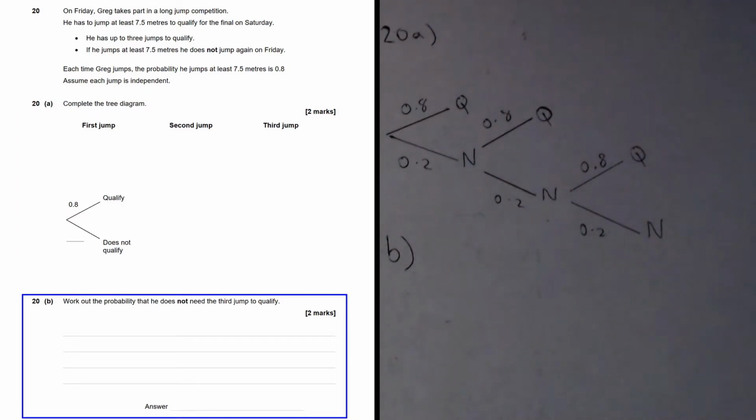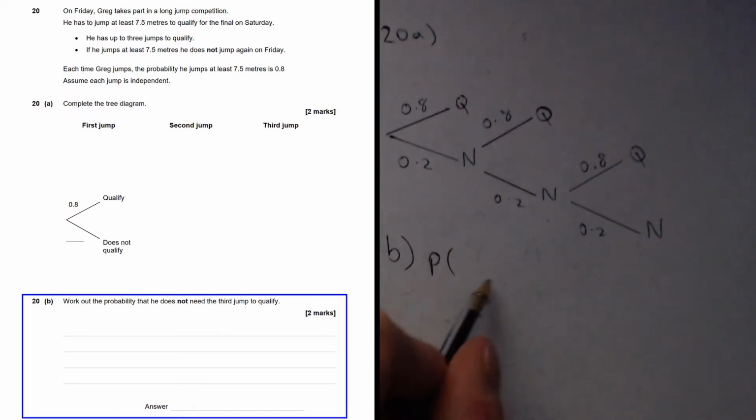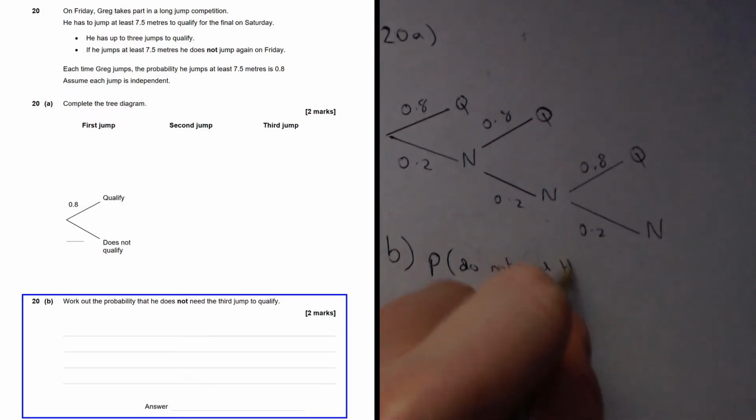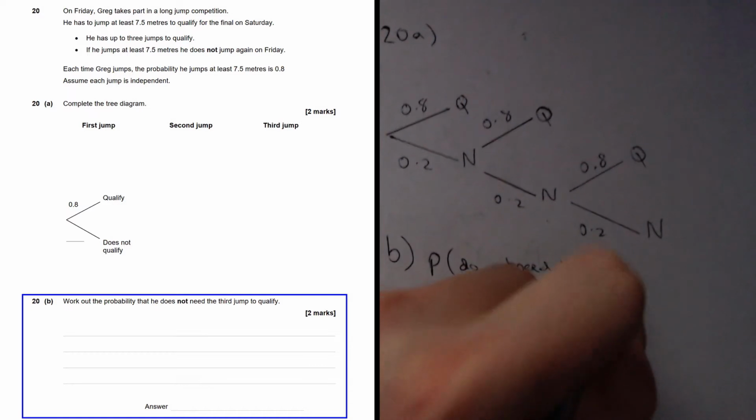Let's have a look at part B. So this wants the probability that he does not need the third jump to qualify. So the probability: do not need third jump.